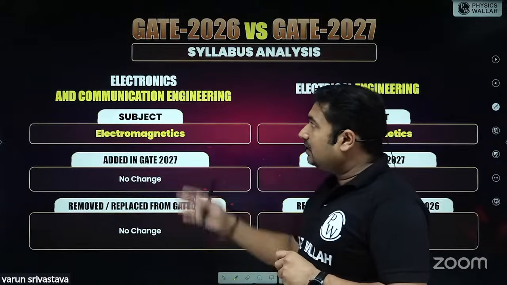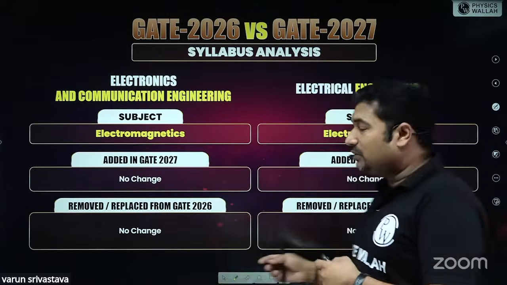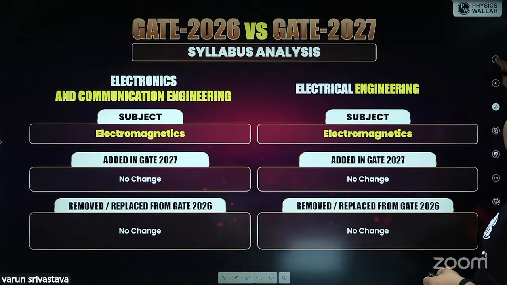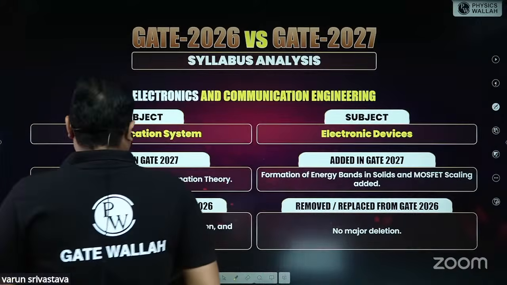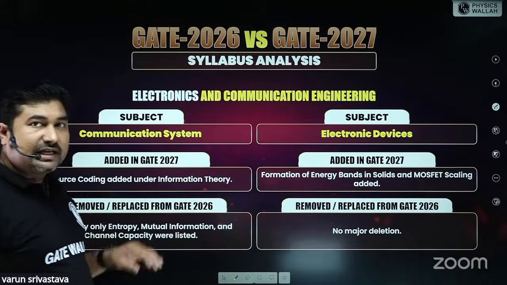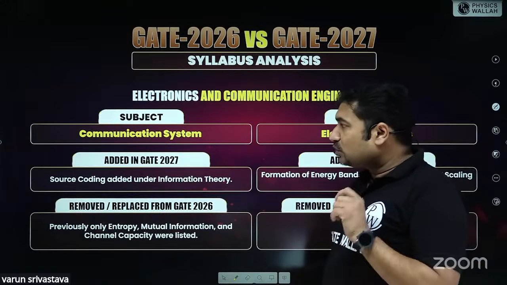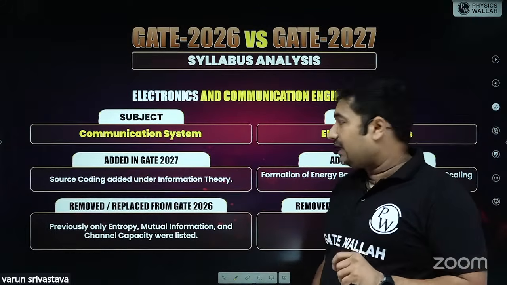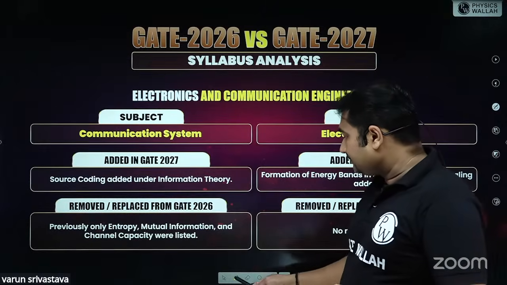Next is the electronics and communication engineering branch, EMFT. Sir already told you there is no change, neither for EE nor for electronics and communication. Next is communication systems. There is one major change in communication systems. Source coding is added under information theory. A source coding topic is added.